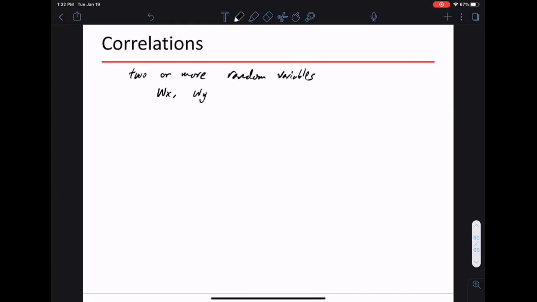How do I think about Wx and Wy now? I have two of them. For each one of them, I have a vector of probabilities and a vector of the outcomes or the values that W can take. Now, for two of them, what do you think the description is? For one of them, I have a vector. So for two of them, what do I have?